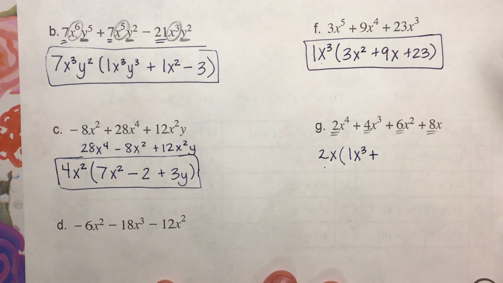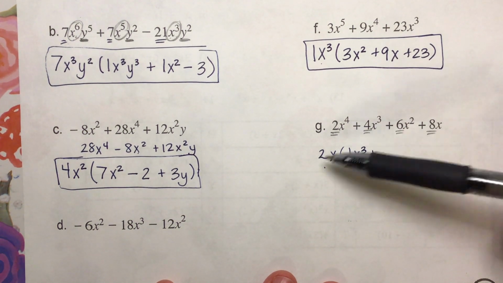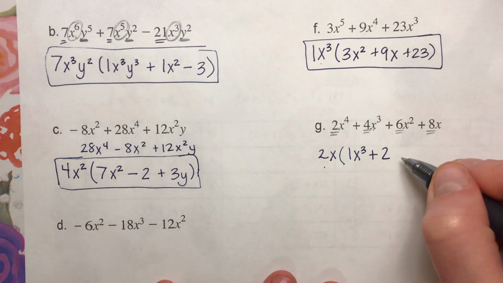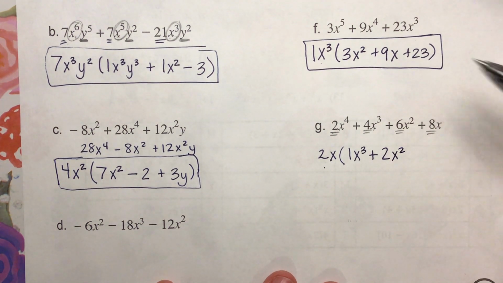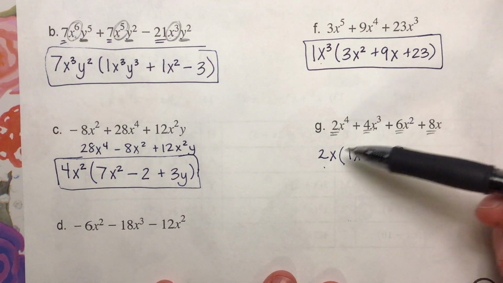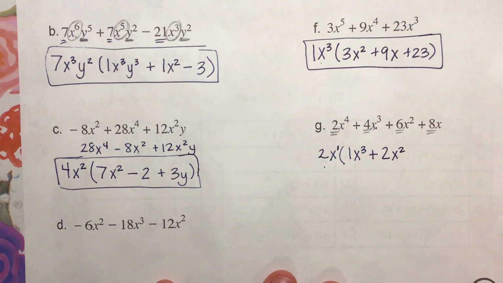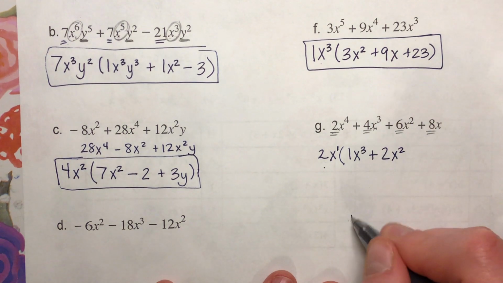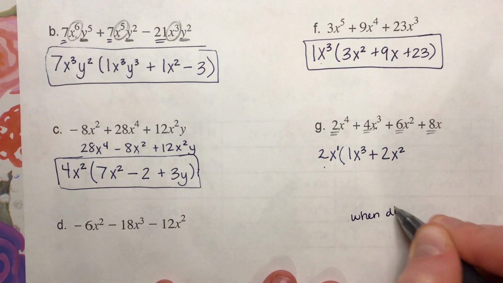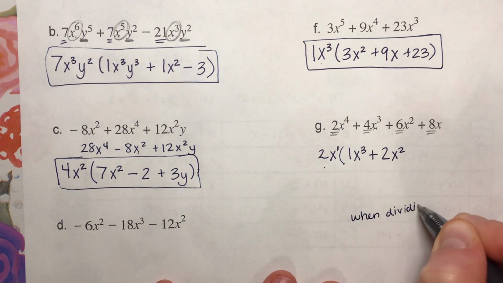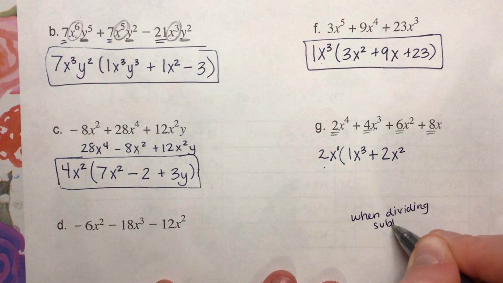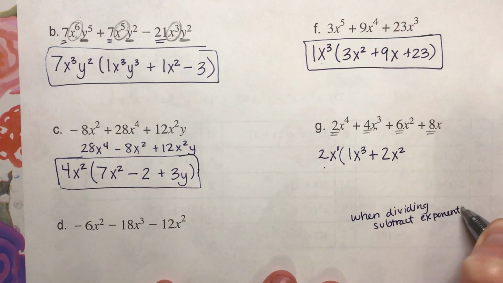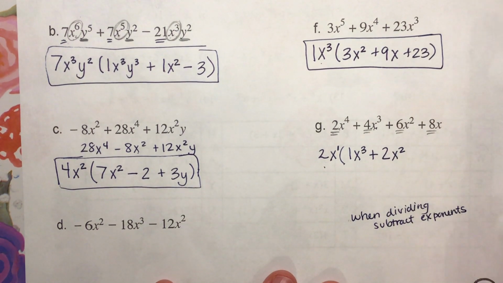Now I'm writing my plus sign. 4 divided by 2 is 2. x to the third divided by x is x squared. X to the third divided by x, if you need to, you can write your invisible 1, and 3 minus 1 gets you that 2. When dividing, subtract exponents. Okay, that's just a reminder for your rule.